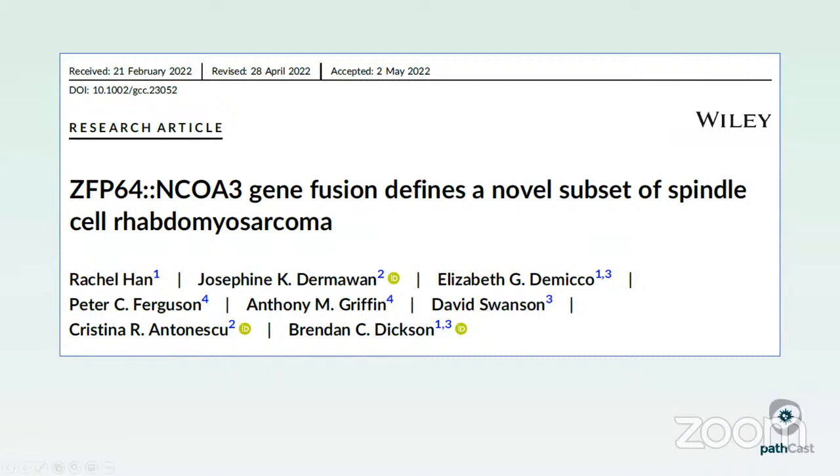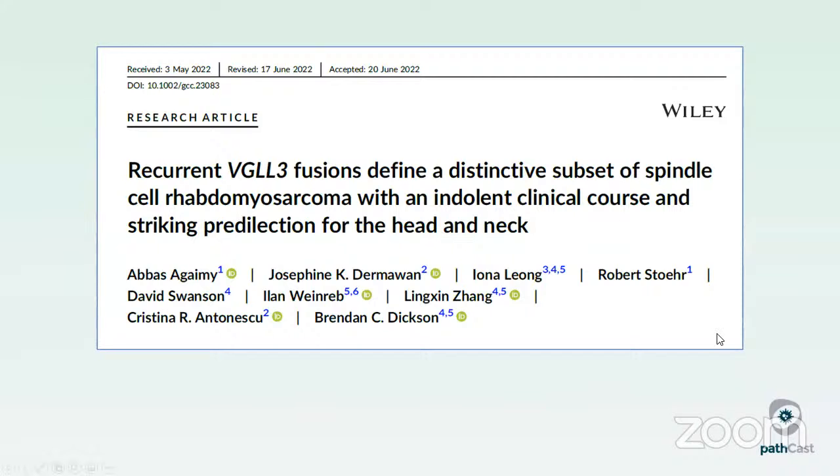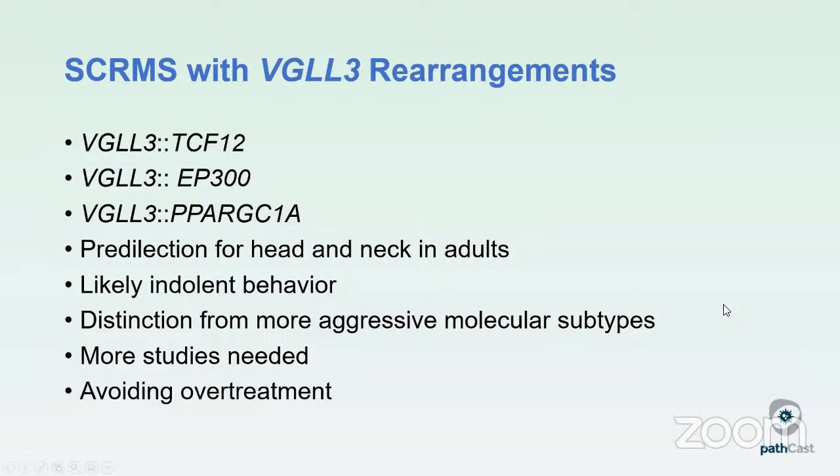There are more recent reports as of May of 22 with NCOA3 fusions. We already discussed NCOA2. They appear to have a fibrosarcoma-like morphology and again, an aggressive course. But interestingly, the latest one, which is VGLL3 fusion, in contrast to VGLL2 fusion, was shown to have a more indolent clinical course, but similarly, a predilection for head and neck. It's worth going over this subtype as it has a different behavior from other spindle rhabdomyosarcomas.